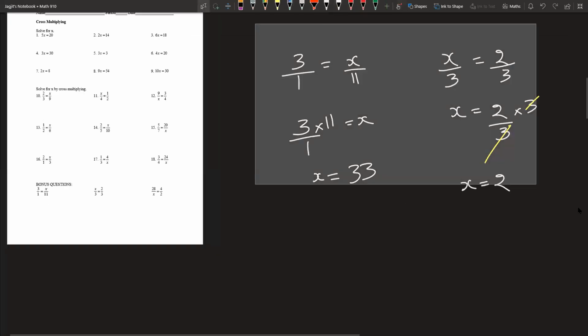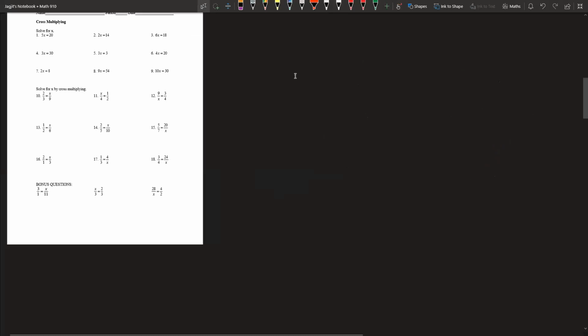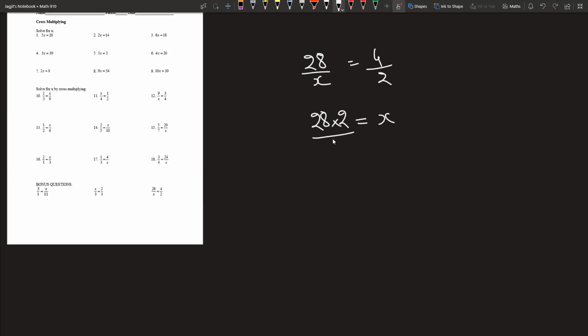Okay, all right. Let's do a few more questions. So we have 28 over x is equal to 4 over 2. Okay, so you're going to isolate your x. X is going to go across. It's going to land over there. 28 is here. 2 is going to go across and multiply. And 4 is going to go across. It will land at the bottom. Now, 2 and 4, you can divide those by 2. 2 divided by 2 is 1. 4 divided by 2 is 2. So x is 28 divided by 2, which is 14.